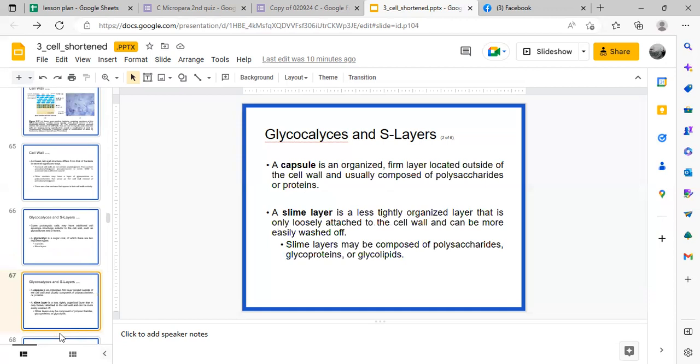So ano ba yung capsule? So this is an organized firm layer located outside the cell wall and is usually composed of polysaccharides or proteins. Okay, so additional protection dun sa bacteria aside from the cell wall. And then you have a slime layer. So this is a less organized layer, loosely attached to the cell wall and can be washed off. Kaya nga slime layer. So it can be composed of polysaccharides, glycoproteins, or glycolipids.